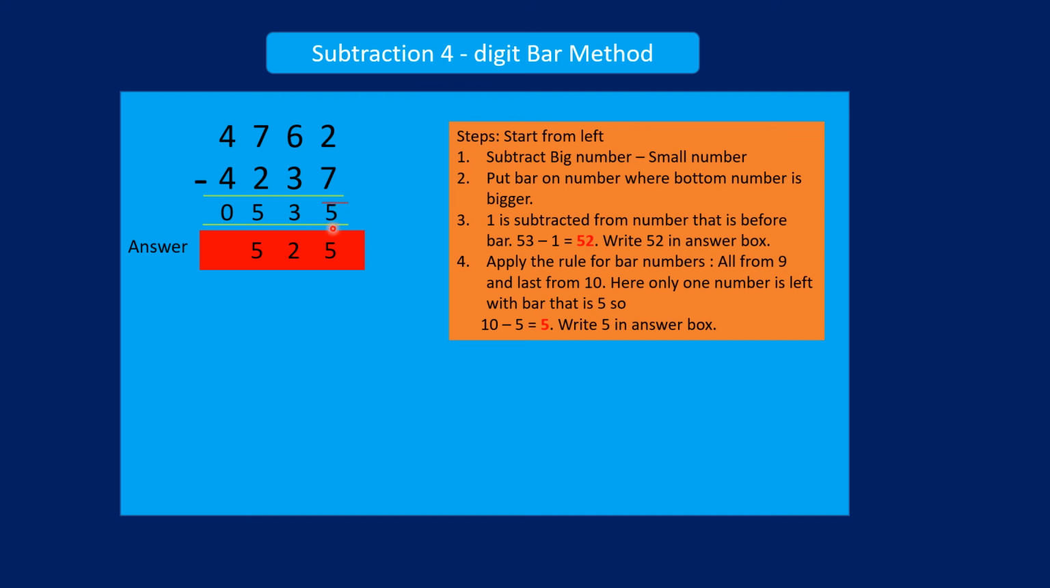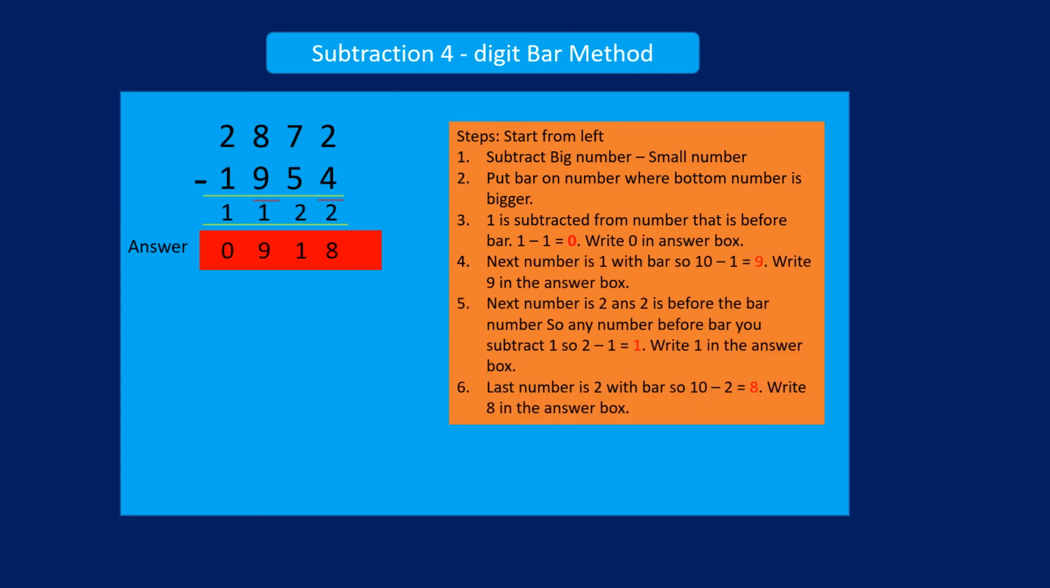And how do we get the answer? The last step, any number before the bar number, you subtract 1. So 53, 0 is no value. So 53 minus 1 is 52. And only one number with the bar left. So you do 10 minus 5, you get 5. So 525 is your answer. Let's take another example.